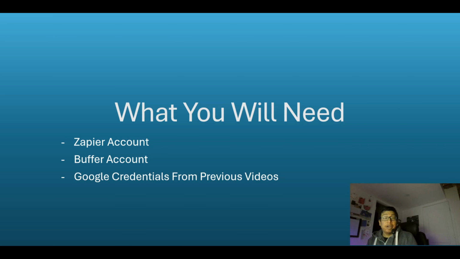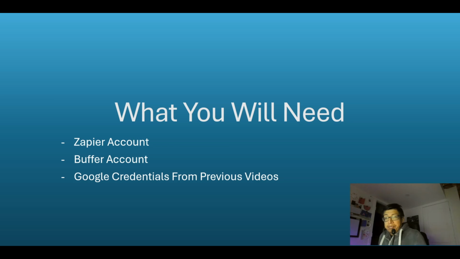Alright, so like I said, this is very easy. We're going to primarily be setting up two things here. That'll be your Zapier account and your Buffer account. And then the only other credentials we'll be using, other than our social media accounts, which is very easy to sign in, we're going to be using the Google credentials that we've set up from previous videos. Now, if this is your first time in this channel and you haven't set up your Google credentials before, I'll put a link in the description below showing you how to set up your Google credentials, because we're going to be using the Google Sheets API for this. So that's pretty much it. That covers what we're going to need.